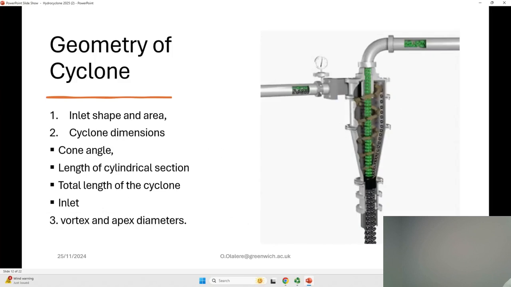Now, the second important factor is the geometry of our cyclone. That is, what is the configuration of our cyclone? Now, the first one is the inlet shape and area. Then the cyclone dimension in terms of cone angle, in terms of length of the cylindrical section, in terms of the total length of the cyclone, and the third one is the vortex and apex diameter. So those are the design parameters we need based on the geometry of our cyclone.